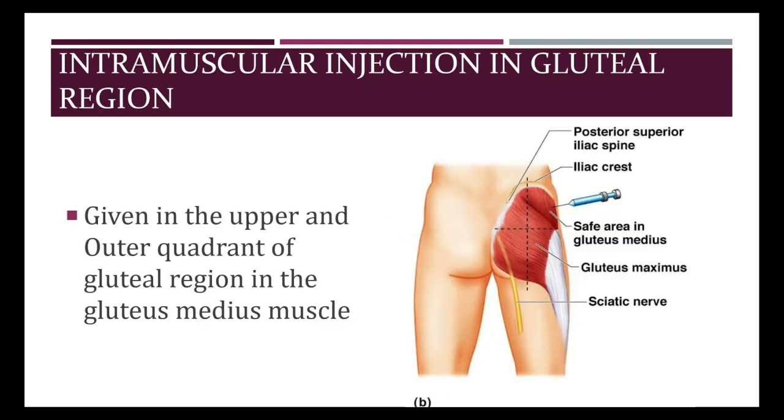Another clinical part in gluteal region is intramuscular injection in gluteal region. The gluteal region is one of the most common sites of intramuscular injection of drugs. It is given in the upper and outer quadrant of gluteal region in the gluteus medius muscle. So here, this is the safe area in the gluteus medius. If given randomly in the lower part, it may damage the sciatic nerve. Therefore, it is safe when it is given in the upper lateral quadrant of the gluteal region.